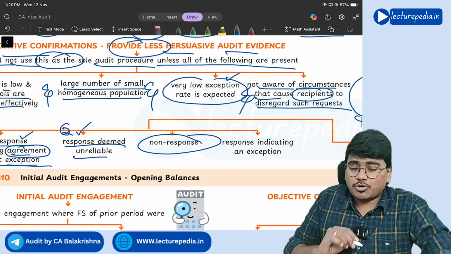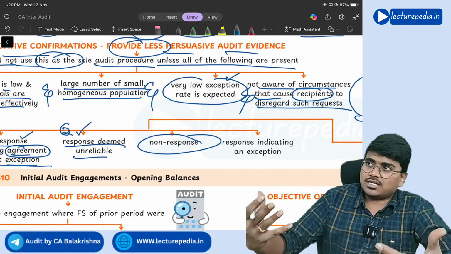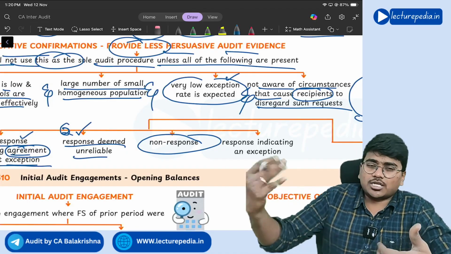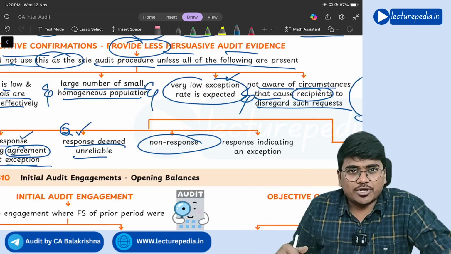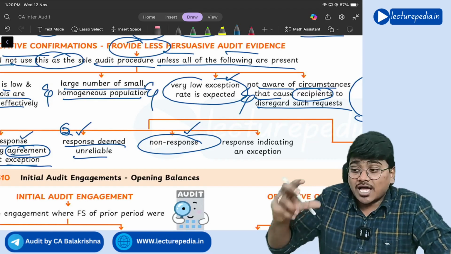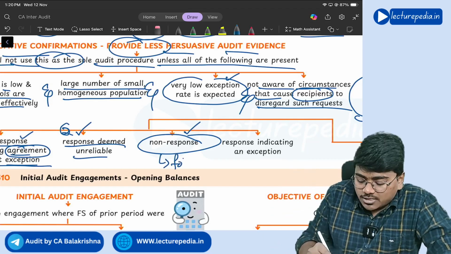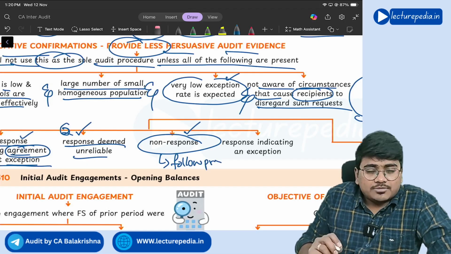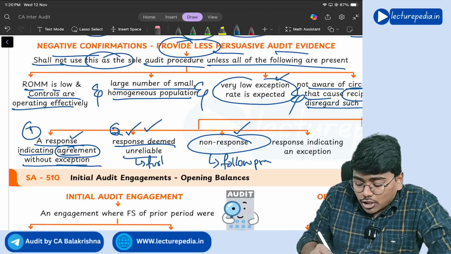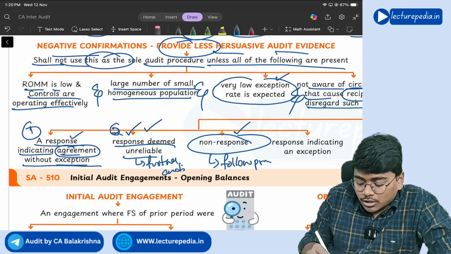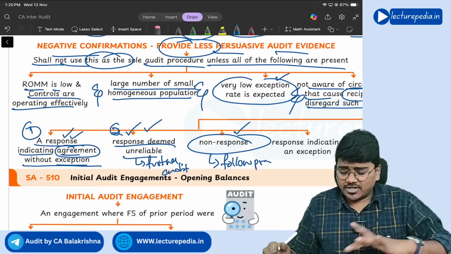Next, non-response. So for some of the debtors, you have sent the external confirmation, say for 1,000 people. Some 800 people responded, 200 did not respond. So you have to identify the non-responded people. For non-responded people, what will you do? You will send a follow-up request, correct or not? For the second category, what will you do? You will perform further audit procedures to get confirmation, correct or not? For the first one, you can accept it without any further procedure.